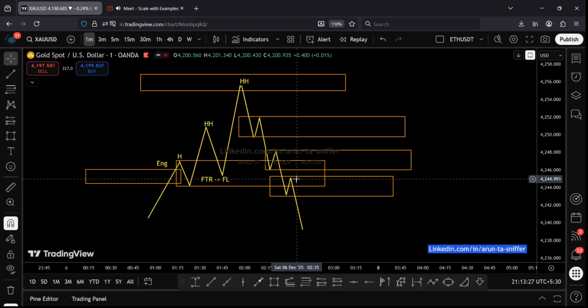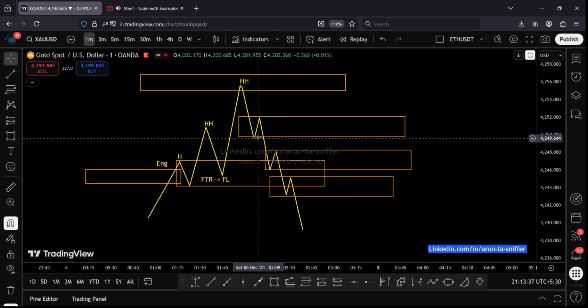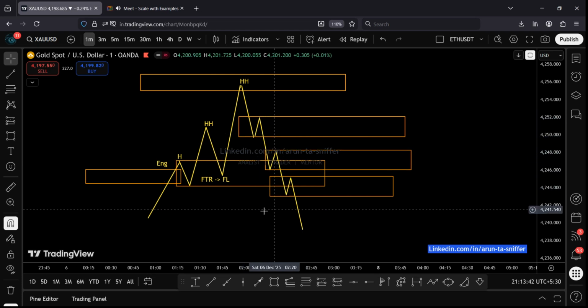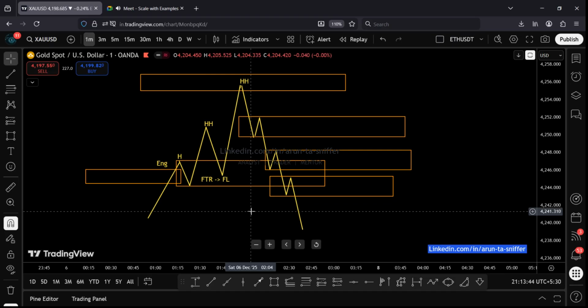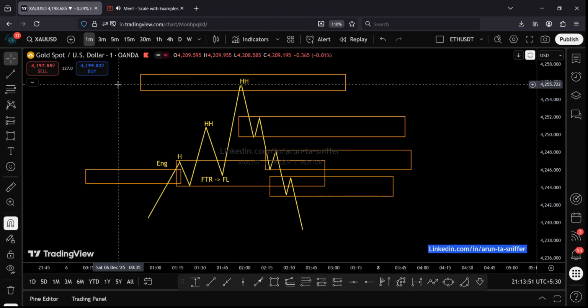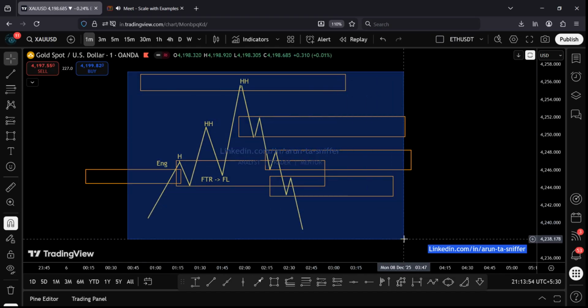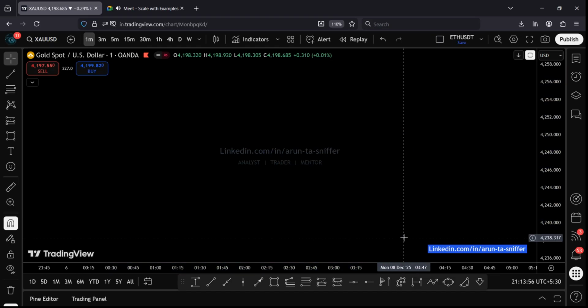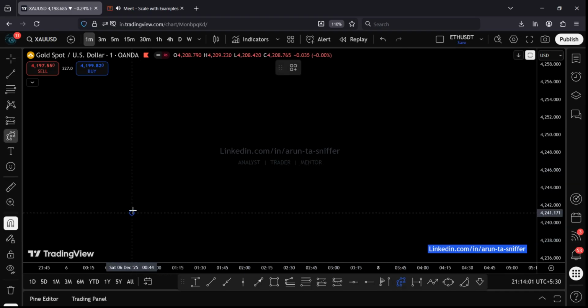So now today we will see how scale works. Why do we see sometimes price retrace less, sometimes price retrace more, sometimes it again retrace less? What is the reason behind this? So let's delete this.